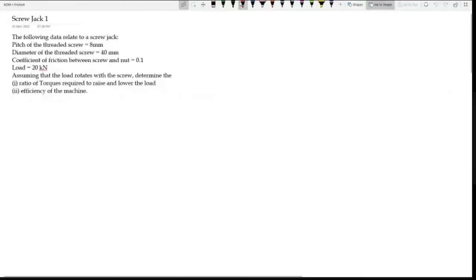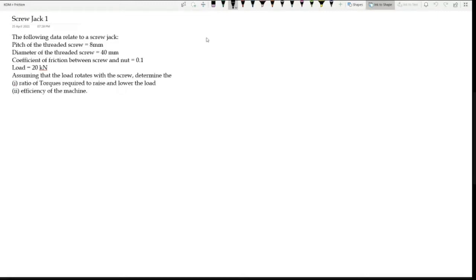So you have a problem definition. They are asking you to identify the ratio of the torque required to raise and lower the load, and the efficiency of the machine. You have a screw jack, pitch is given as 8 mm, diameter of the screw is 40 mm, coefficient of friction is 0.1. Load is also given. They are asking for the ratio of torque with respect to raise and to lower.